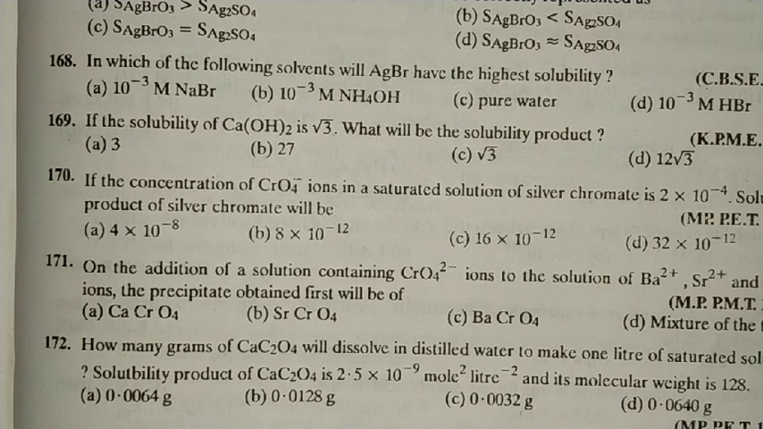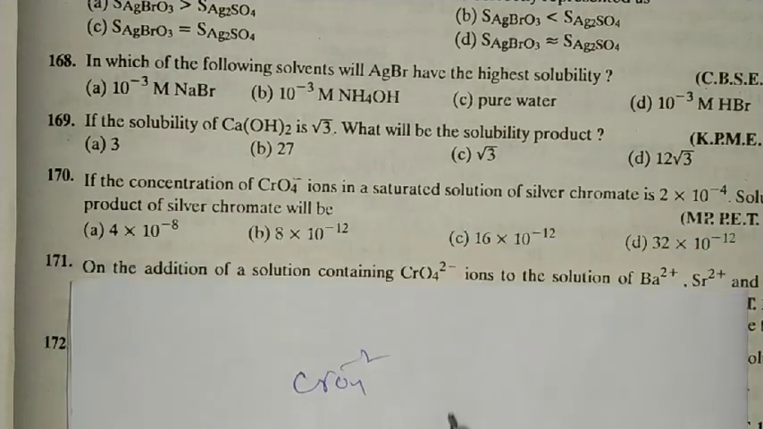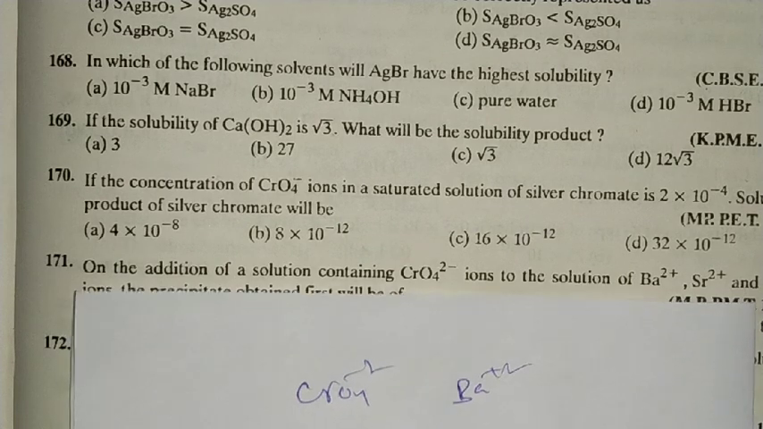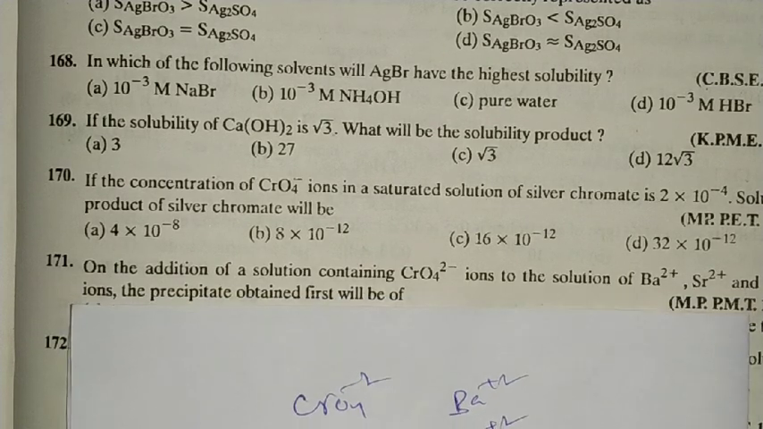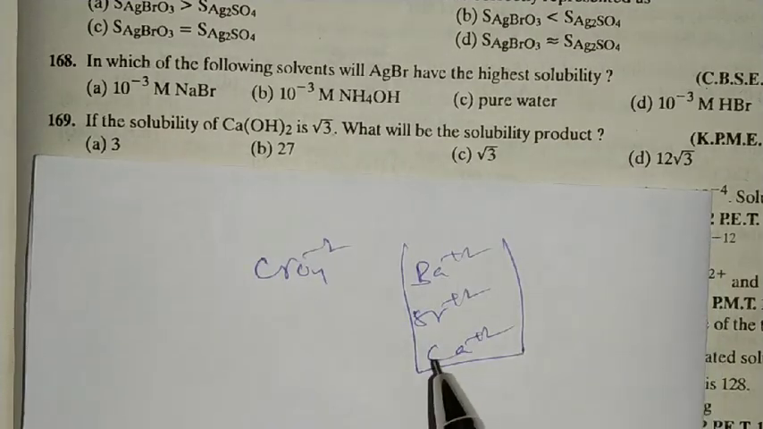On addition of solution containing CrO4²⁻ ions to the solution of Ba²⁺, Sr²⁺, Ca²⁺ ions, the precipitate obtained first will be of. So CrO4²⁻ ions are added to Ba²⁺, Sr²⁺, Ca²⁺ solutions. Just imagine in a container these solutions are there separately, and they are added.